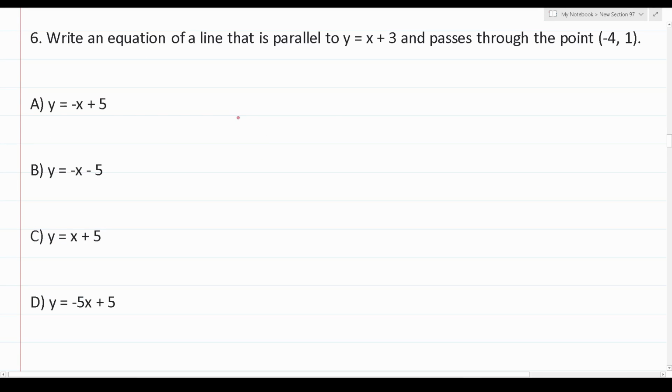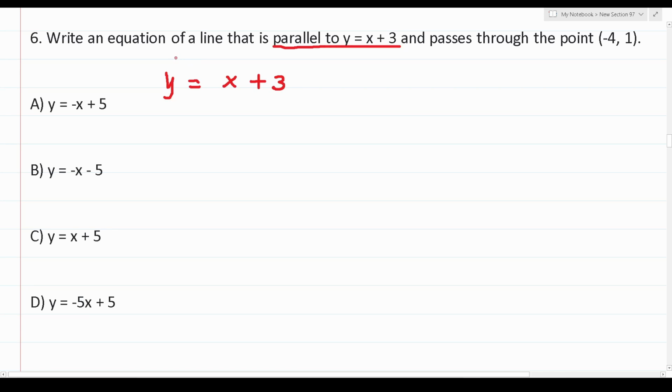All right, number 6 says, write the equation of a line that is parallel to y equals x plus 3 and passes through the point -4, 1. Well, for this one, we have to know one simple fact about parallel lines. Parallel lines have the same slopes. So in other words, the equation of our line is going to have the same slope as y equals x plus 3. So let's go ahead and identify the slope of y equals x plus 3.